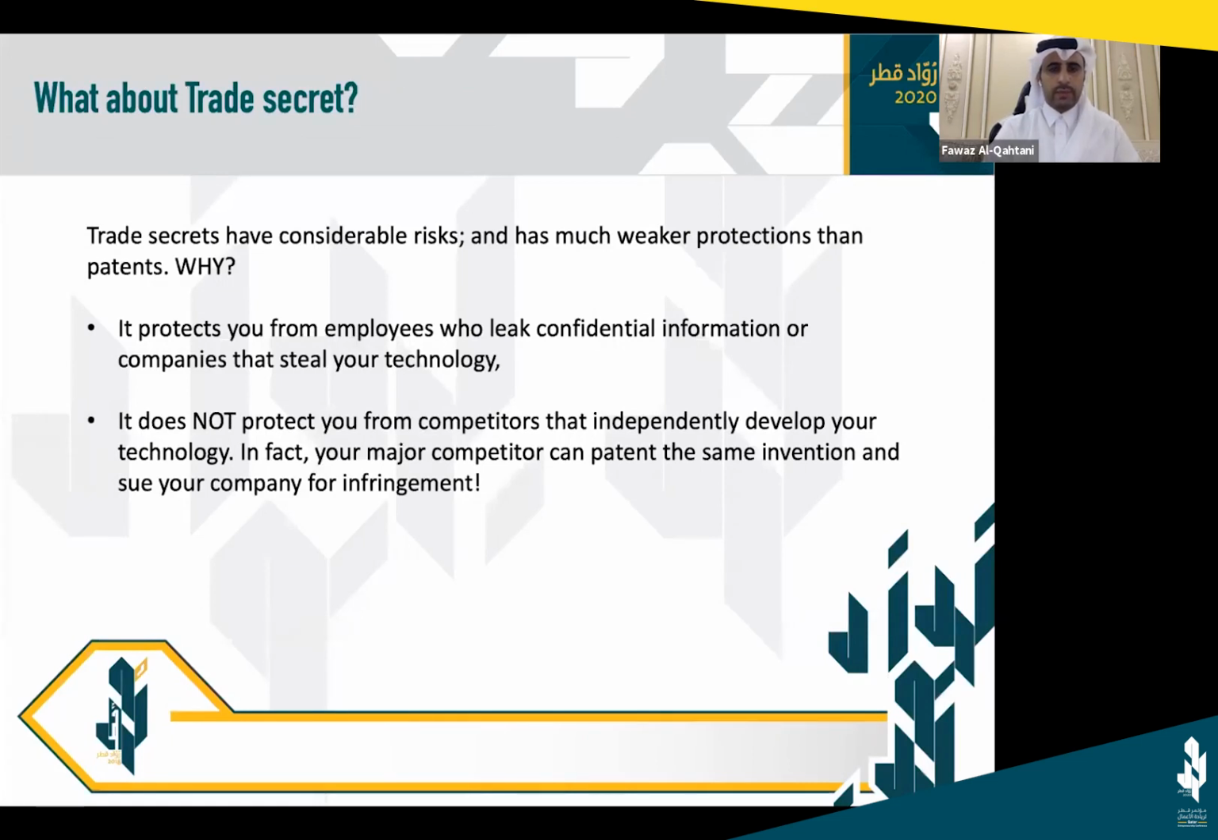What about trade secrets? A trade secret has much weaker protection than patents, because it protects you from employees who leak confidential information, as we talked about previously, or companies that steal your technology. So make sure the employment agreement has everything in it to protect your work, so that no one can infringe it or disseminate it to someone else. It does not protect you from a competitor that independently develops your technology. In fact, your major competitor can patent the same invention and sue your company for infringement.